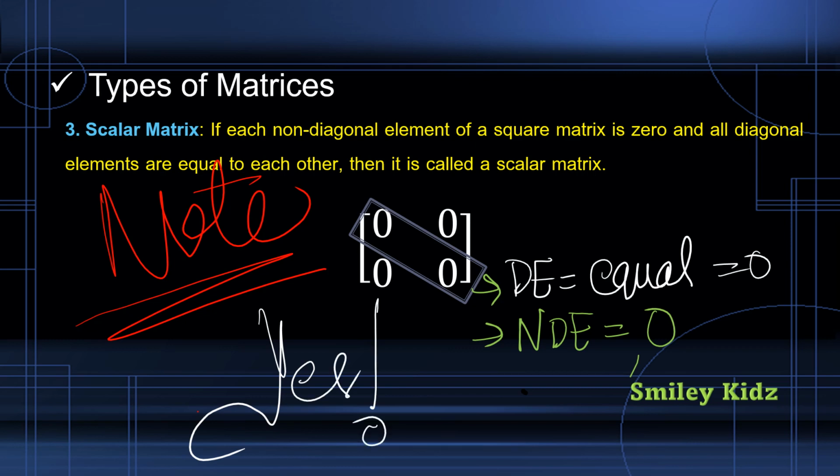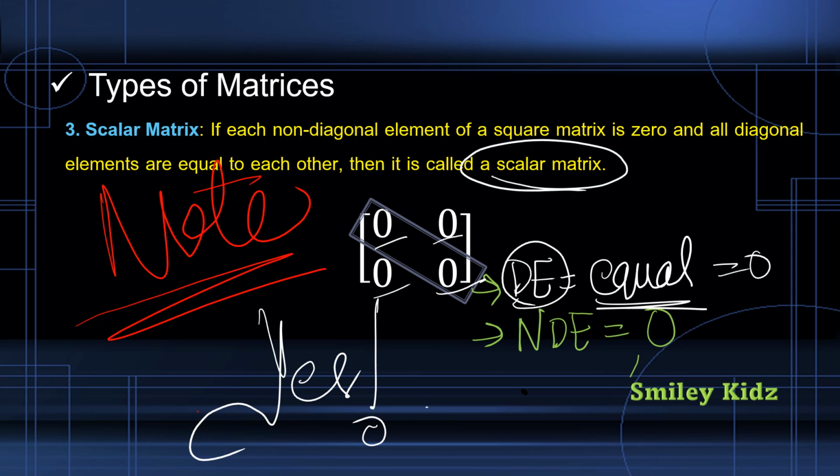If all the diagonal elements are equal to 0, certainly they are equal, isn't it? 0 and 0, they are equal. So diagonal elements are equal. Also, the non-diagonal elements are 0. Such a matrix can also be called a scalar matrix. This is a huge note box.